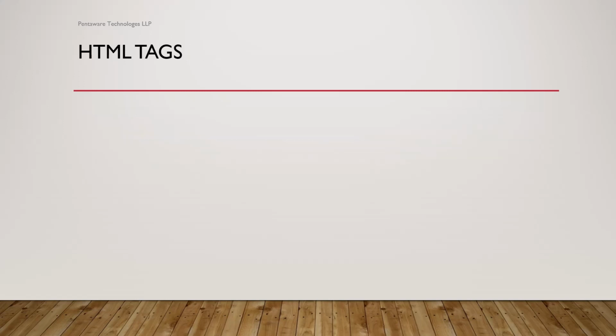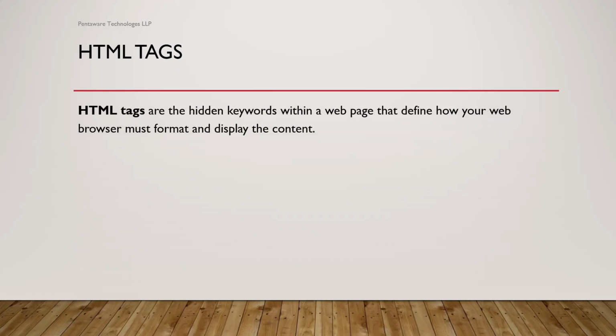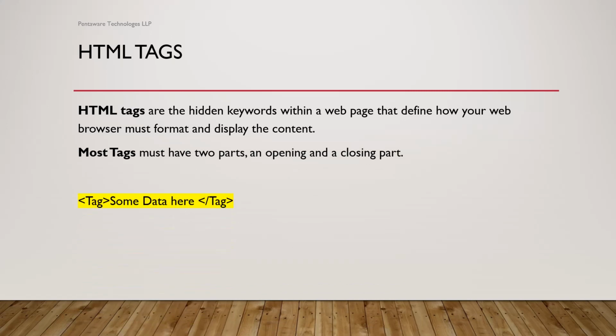Okay, now we'll learn what are HTML tags. HTML tags are hidden keywords within a web page that define how your web browser must format and display the content. We will see that with the example. So most tags must have two parts, an opening part and a closing part. The tag first one is the opening part and the tag in the last is the closing part. Okay, there are few tags like heading tags h1, h2, h3 till h6, and HTML tag itself, body tag itself. We'll see most of the tags in detail.